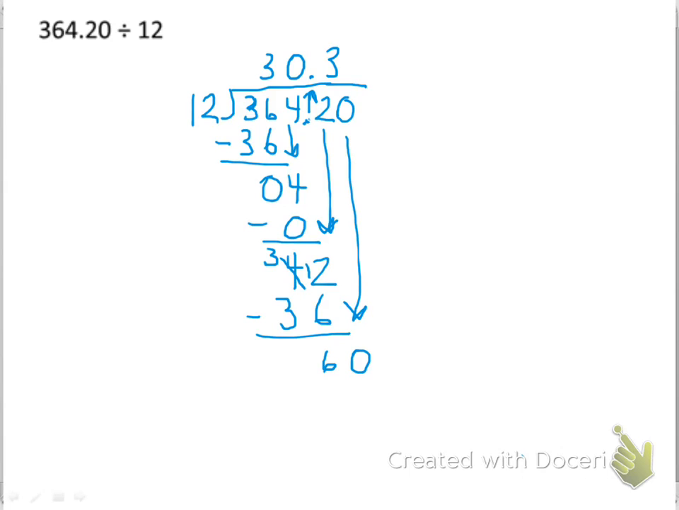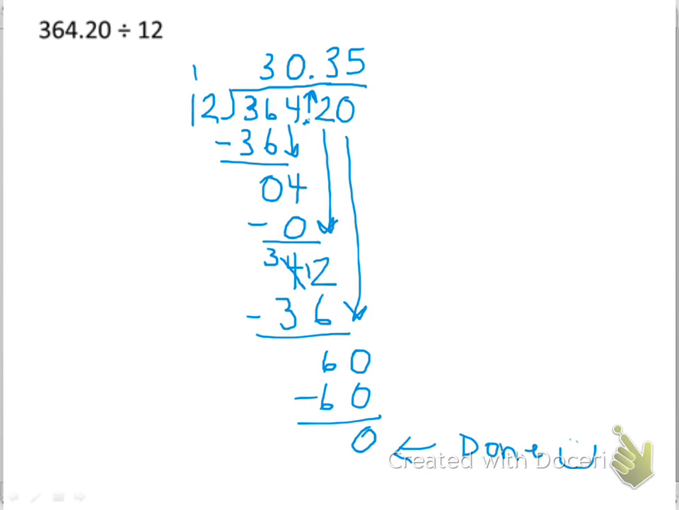How many times can 12 go into 60? Well, I know it's 5. 5 times 2 is 10, and 5 times 1 is 5, plus 1 is 6. Subtraction, and we get our 0 down here. When we get the 0 down here, this means we are done. So 364 and 20 hundredths divided by 12 is equal to 30 and 35 hundredths.